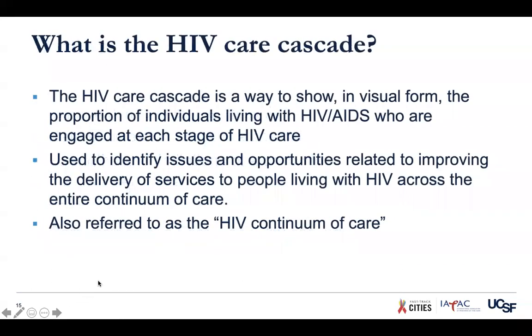So the care cascade is a way to show in visual form the proportion of individuals who are living with HIV and AIDS, living, not dead, but living, who are engaged at each stage of HIV care. And we use it to identify issues and opportunities to improve the delivery of services. This has also been referred to as the continuum of care. There's been a lot of work on prevention cascades, but that's a topic for another day.